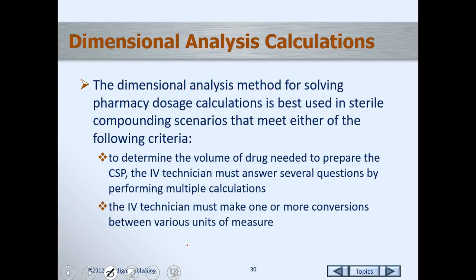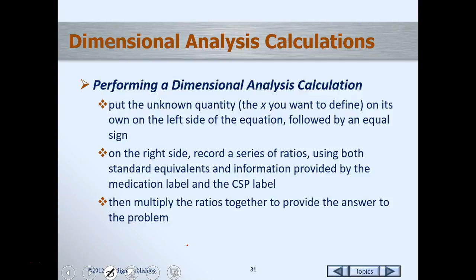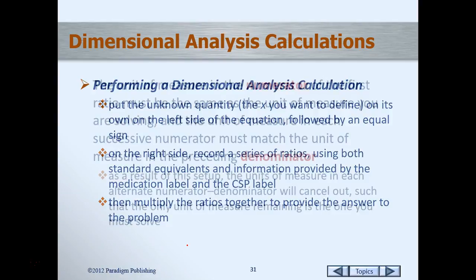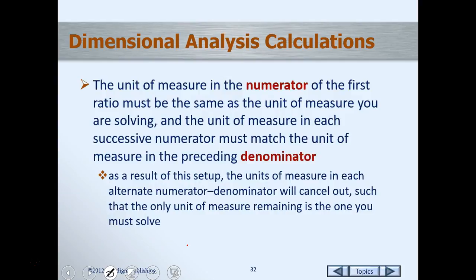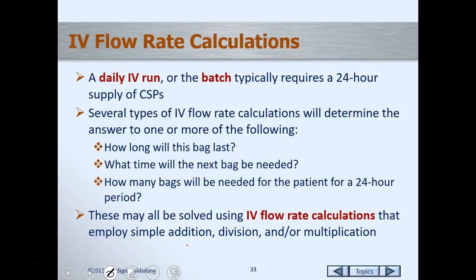Determine the volume of the drug to prepare the product. You may need to do one or more conversions between different units of measure. Put the unknown quantity you want to define on the left side of the equation, followed by the equal sign, and start with the unit that you want to help set up that problem. So this takes you through the steps that you've already learned.